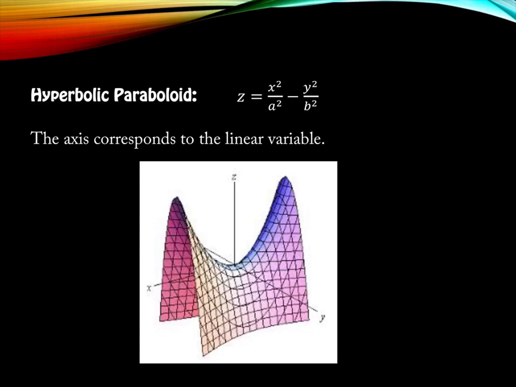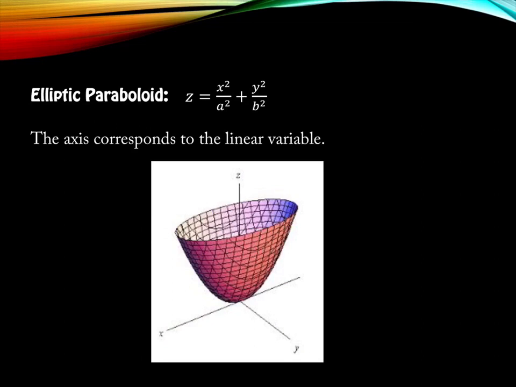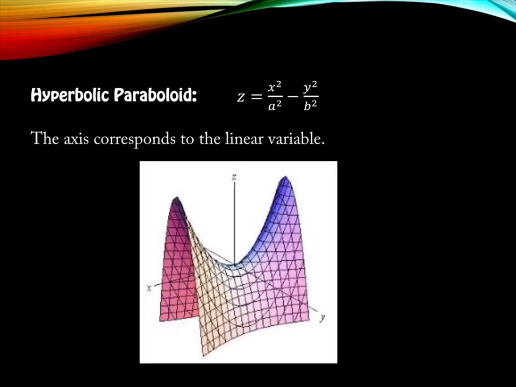How about the equation? How does it differ from the other ones that we've seen? Z is not squared and there's a negative, whereas the last one had a positive. The positive created this sort of bowl shape, and the negative creates this saddle shape.